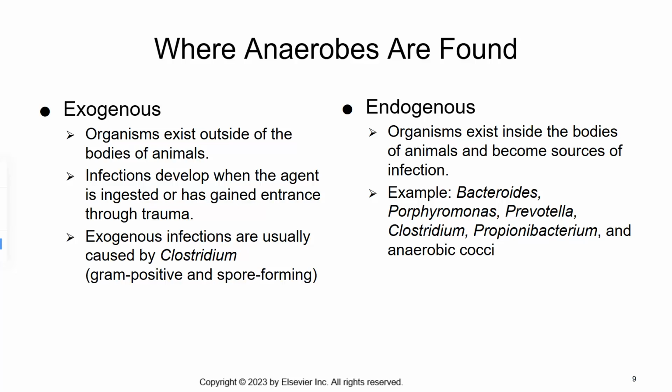Endogenous organisms exist inside of the bodies of animals and become sources of infection. Examples include Bacteroides, Porphyromonas, Prevotella, Clostridium, Propionibacterium, and anaerobic cocci. Propionibacterium is no longer the commonly accepted term for it. They've changed the name again and updated it to Cutibacterium, and I'll reference that later on in the slides. The qualifying exam may use the old or the new name, or they may put the new name first and then put Propionibacterium in parentheses.